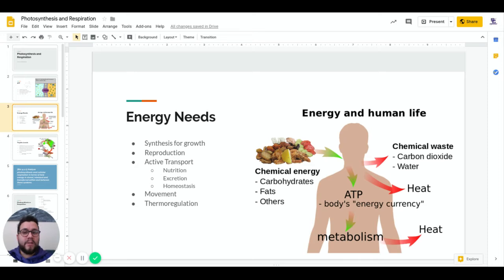We all have energy needs for our body. We're going to process chemical energy into this ATP through our body's metabolism. We're going to need it to grow, to reproduce, to do that active transport, to move, and to make heat to maintain our nice constant temperature in our bodies.